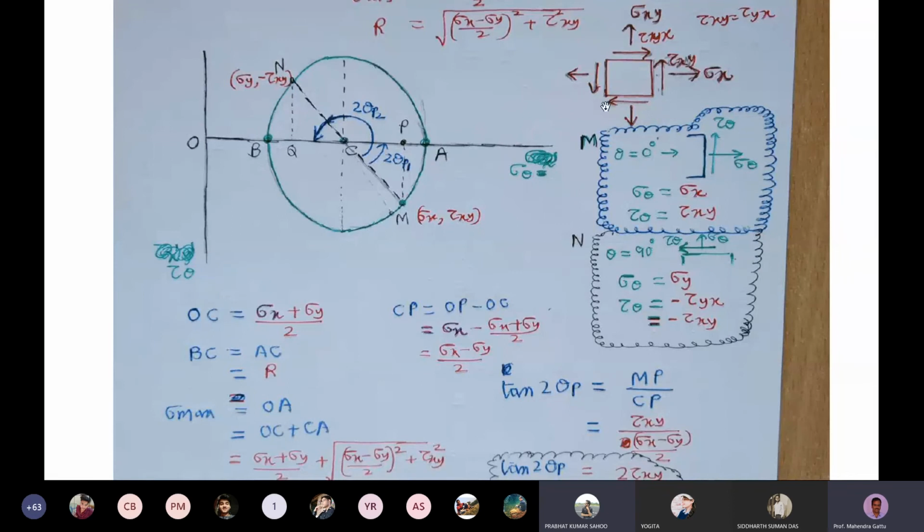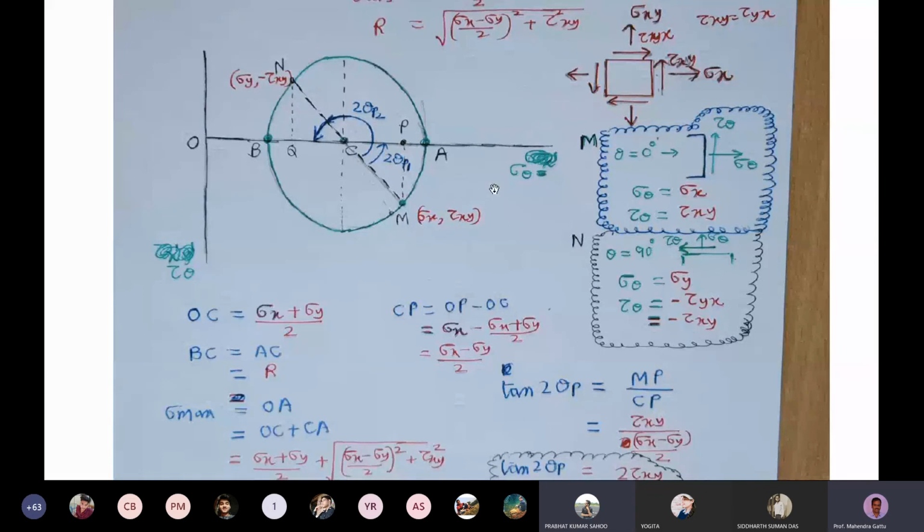That represents the stress corresponding to the vertical face. N is given as sigma theta is sigma y and tau theta is minus tau xy. That is shown here. OQ is sigma y, and since we are taking tau theta positive in the downward direction, this point N will lie above the sigma theta axis. So it will be sigma y, minus tau xy.